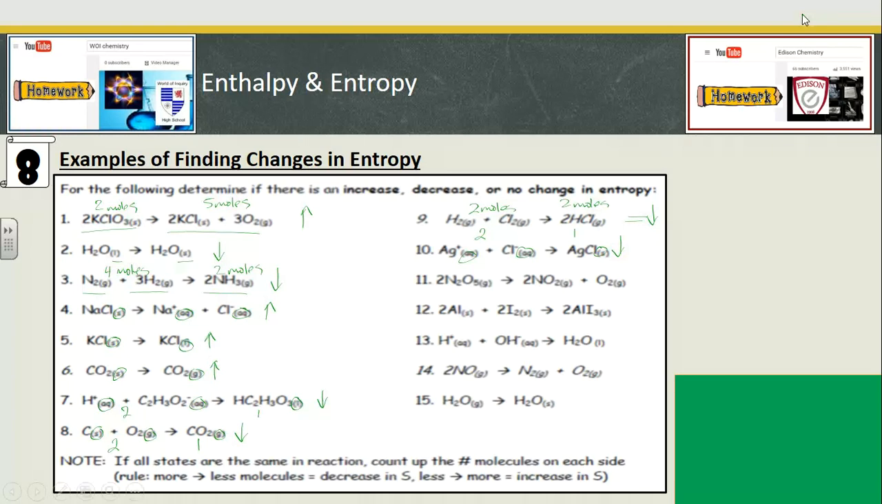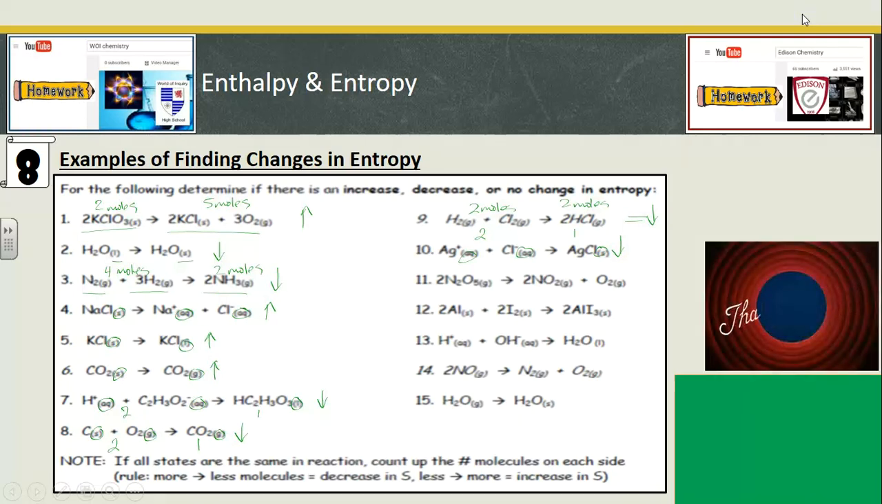I hope you start to see the pattern that I'm doing. I'm looking at the letter codes, the number of reactants, number of products, and deciding, are things getting more crazy and random, or are they getting more ordered? And that's entropy, okay?